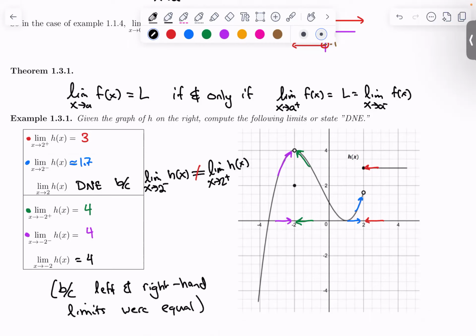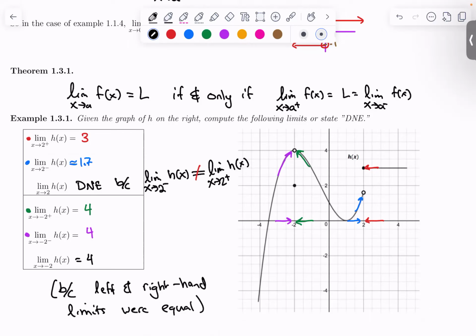I'll ask you a question in just a moment. But the negative numbers are a little bit weird when it comes to left and right. The slightly larger number of -2 is like -1.9 because it's further right on the number line. Whereas if we're approaching -2 from the left, we're thinking about numbers like -2.1. That's more negative.